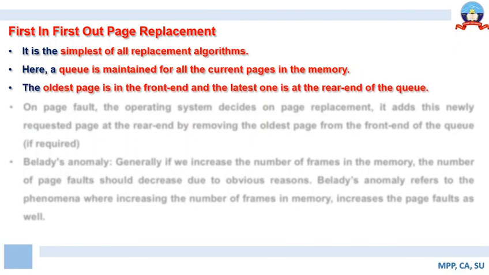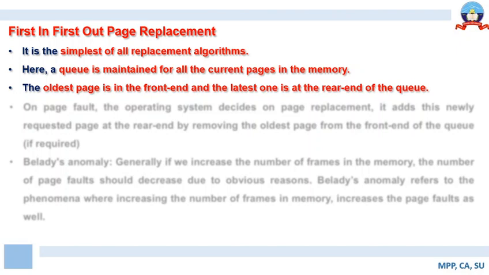In the queue, the oldest page is placed at the front end and the latest ones are placed at the rear end. So the queue that is maintained for all the current pages in the memory will host the older pages in the front end of the queue, and it will host the latest pages in the rear end of the queue. Now there might be a question: why are older pages located towards the front end of the queue and the latest pages located towards the rear end?